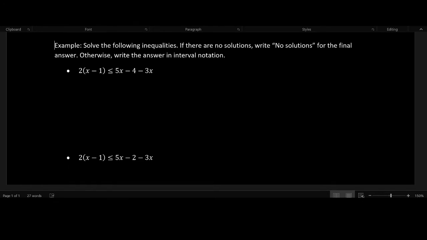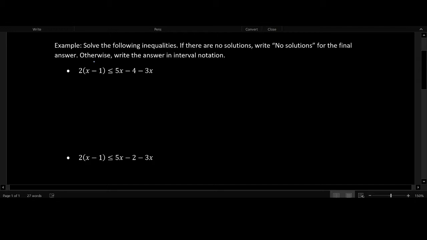In this video, I would like to show you some examples of somewhat unusual inequalities. Some inequalities that really require you to understand the true definition of the word solve. Solve the following inequalities. If there are no solutions, write no solutions for the final answer. Otherwise, write the answer in interval notation.